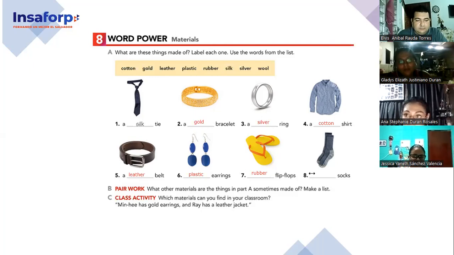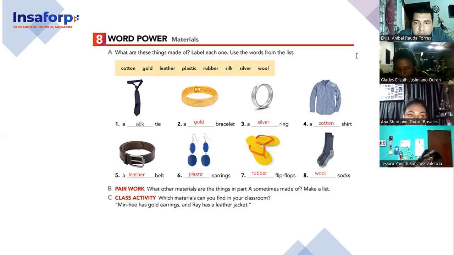Wool. That's it. Muy bien. Creo que está muy pequeño, ¿verdad? It's a very, very small picture. But do you see how many materials do I have? Eight different materials. Ocho materiales diferentes. And here we have some examples.